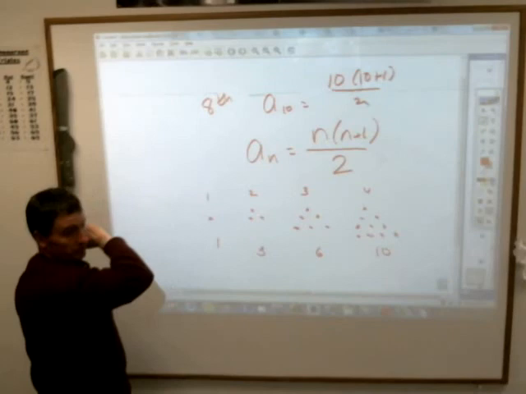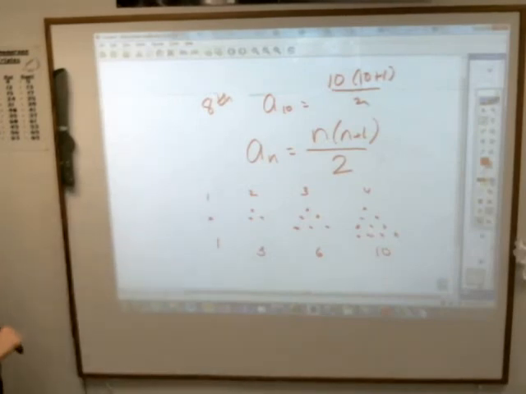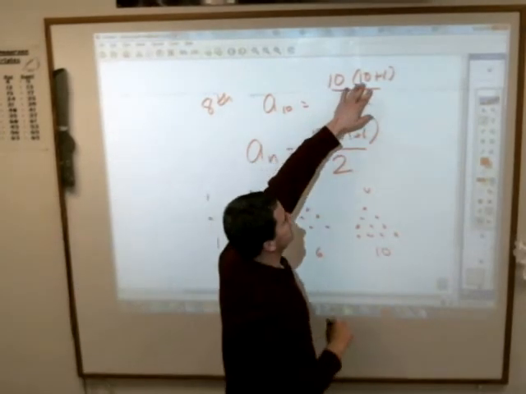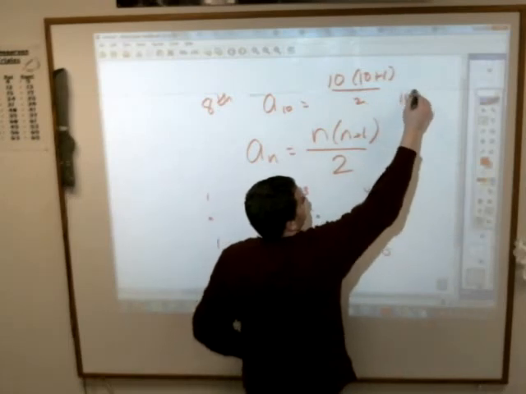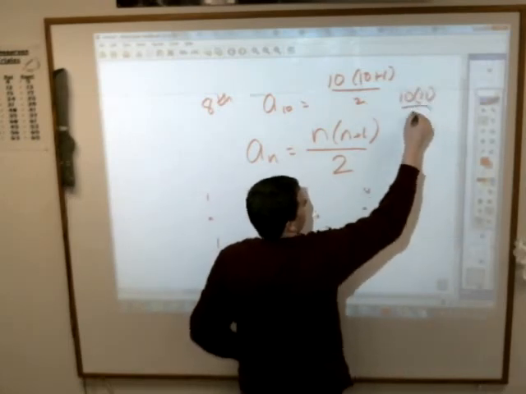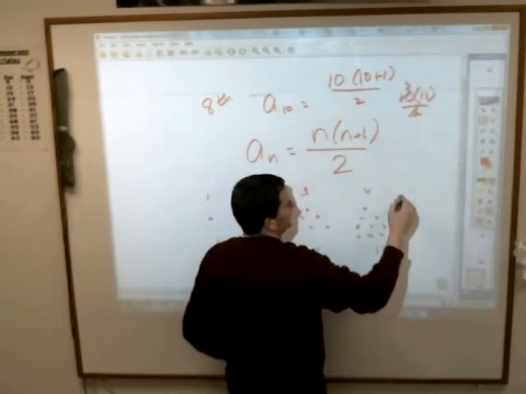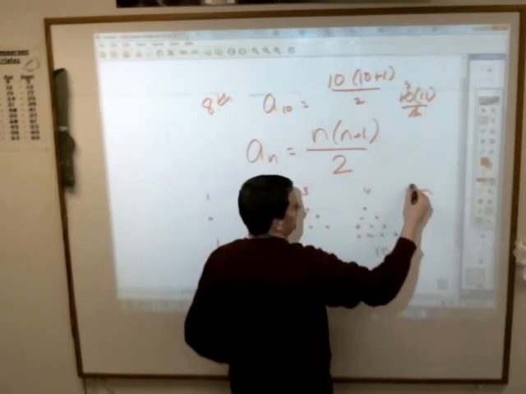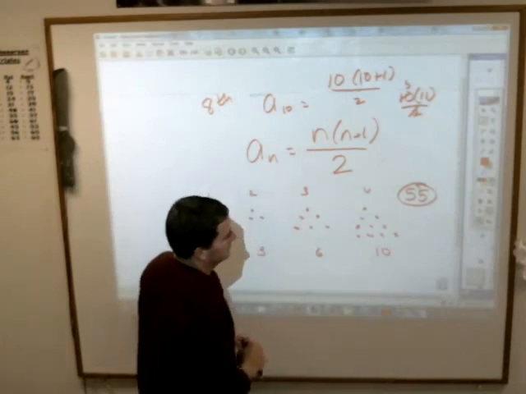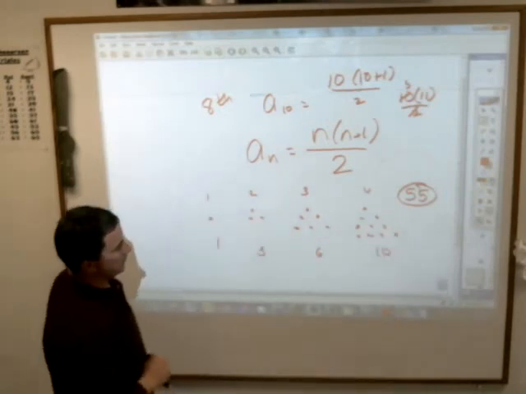Now what do you have to do first there? Yeah, you gotta do the parentheses first. You get 10 times 11 divided by 2. Now it doesn't matter what you do, you could cut 10 in half and get 5. So you would need 55 bowling pins when you get to the 10th one over there.